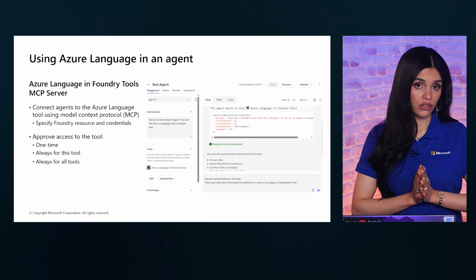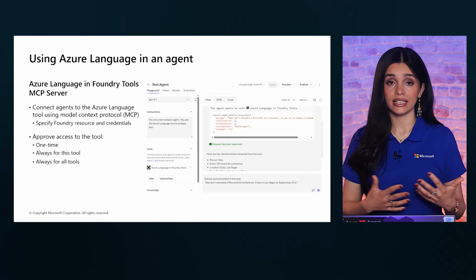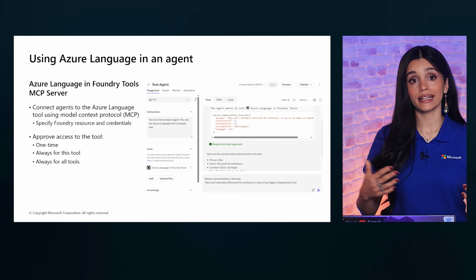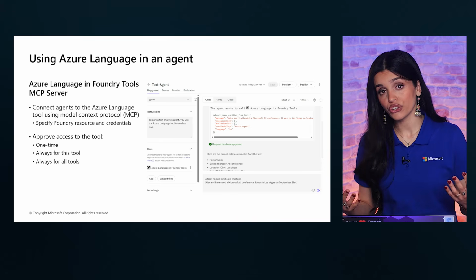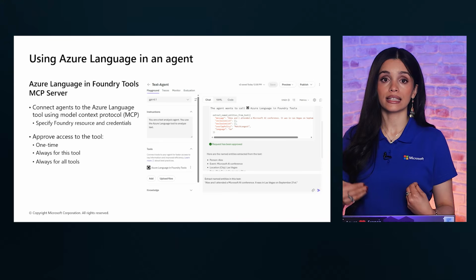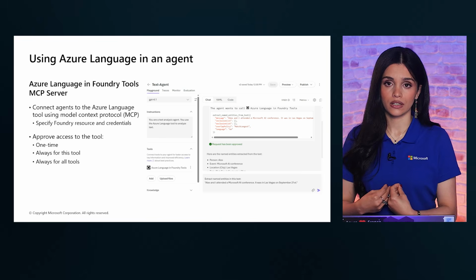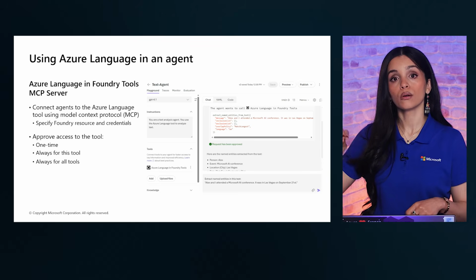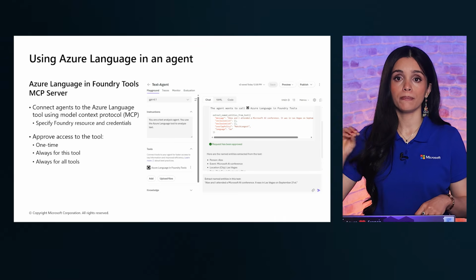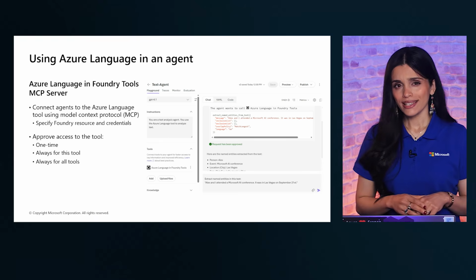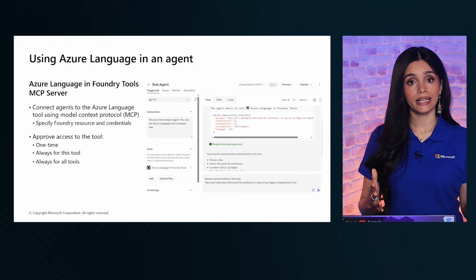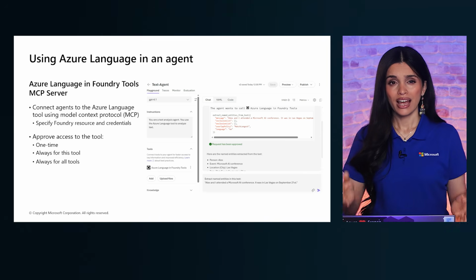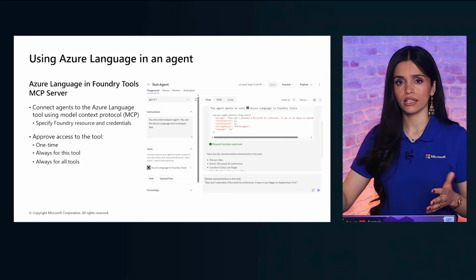Now let's look at how Azure Language Service can be used inside an AI agent. Up to now, we have used Azure Language tools directly in a client application. But in Foundry, these same language capabilities can also be connected to agents. This is done using something called the Model Context Protocol, or MCP. What is MCP in simple terms? MCP is a standard way for agents to discover and use tools safely. Think of it like a plug-and-play connection.